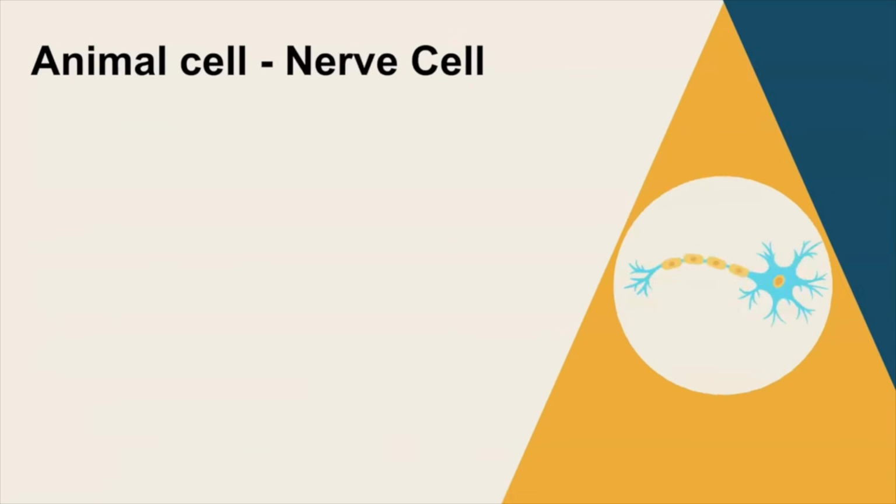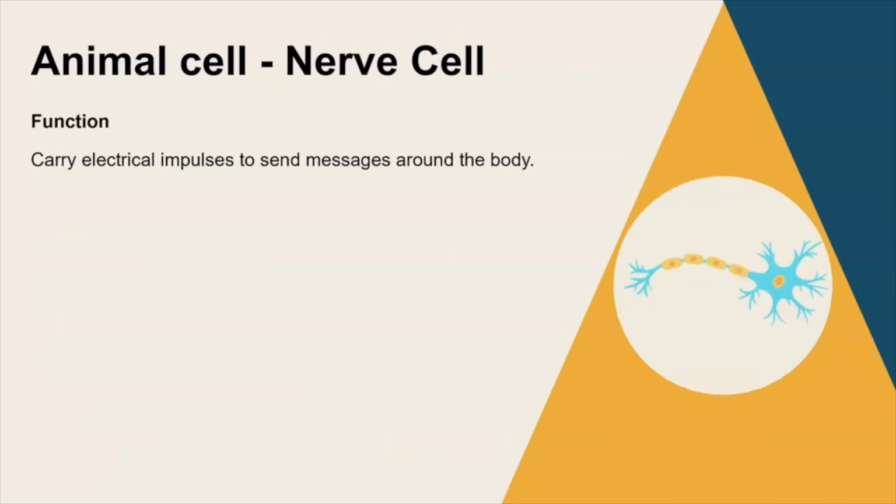Last animal cell is the nerve cell. So the function of nerve cells, or neurons, is to carry electrical impulses around the body really quickly so that you can respond to your surroundings.